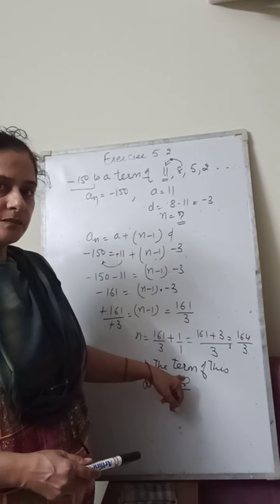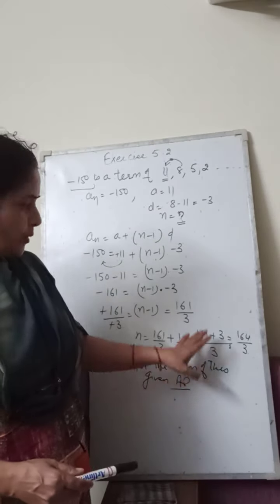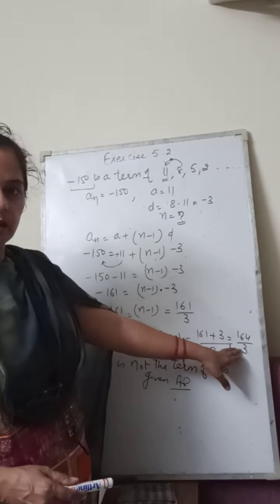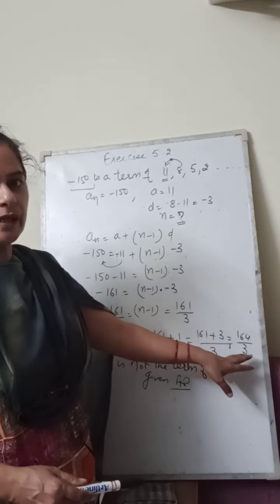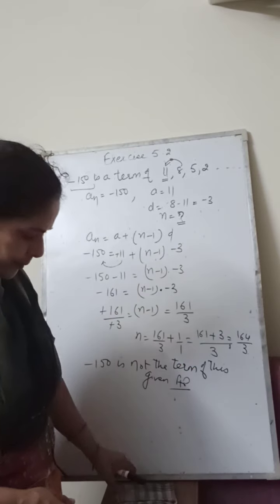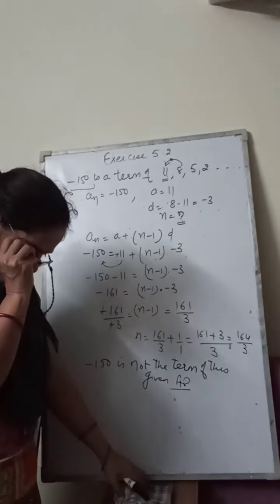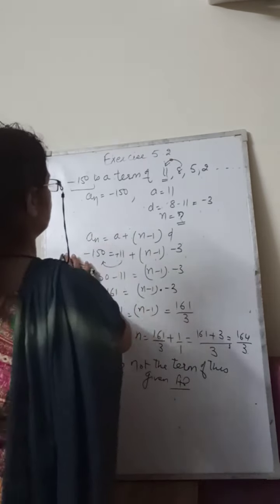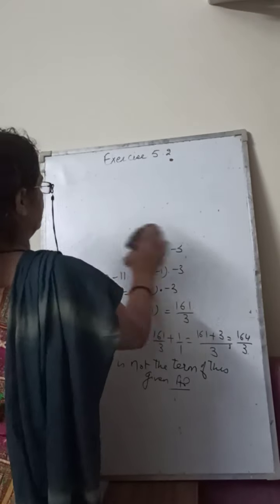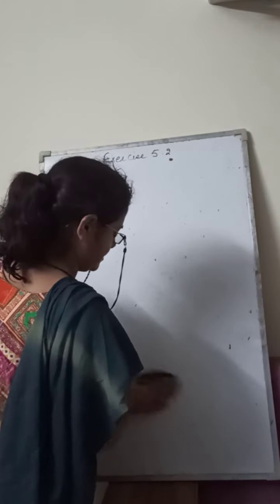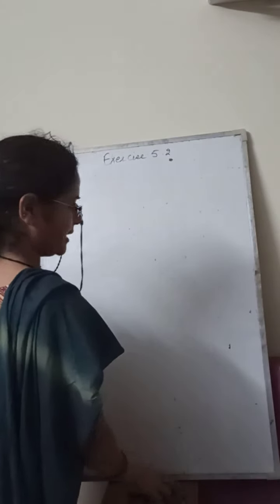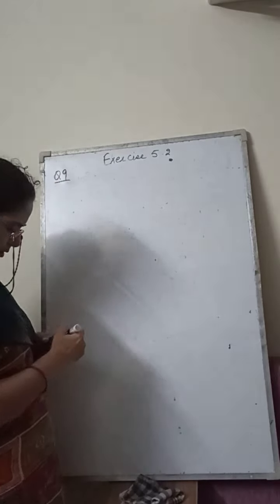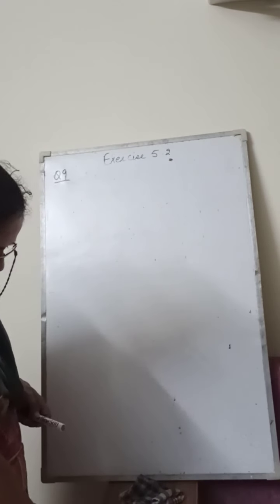Is it clear? So you will do this question also, and this thing should always be clear to you. Position can never be a fraction, it is always a whole number. Clear? Now come to the question number. I have chosen question number 9, right? In question number 9, a statement is given.